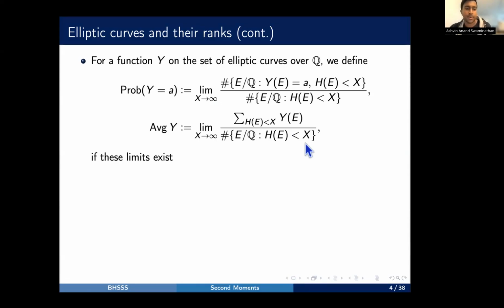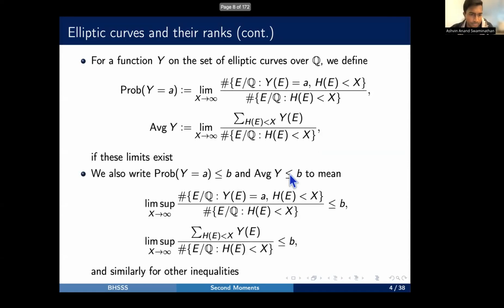And of course, these quantities only make sense if these limits exist, which they a priori might not. More generally, we can make sense of the statement that the probability that y equals a is at most some b, or the average of y is at most some b, and in this case, we're just taking a lim sup as the height bound goes to infinity. And you can make sense of similar statements for other inequalities. Okay. Right, so that's just a bit of notation that we'll use very frequently in the talk.